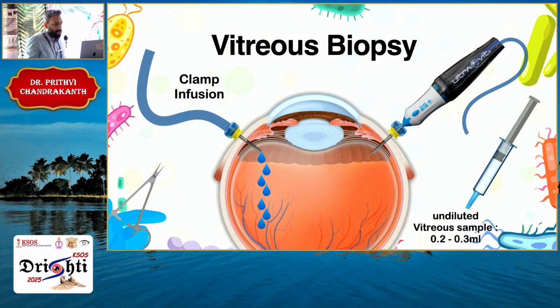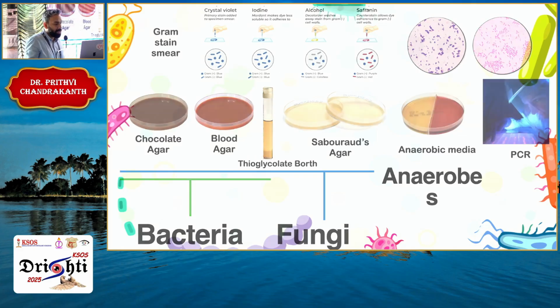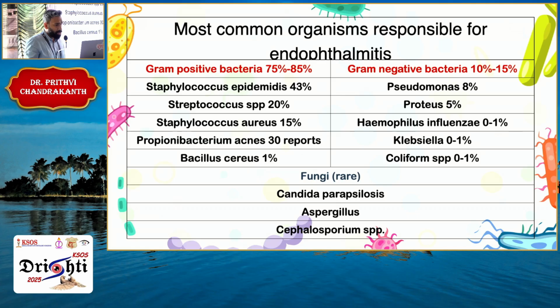So this is a step that needs to be done, and we can send it for smear, sensitivity and culture to get a better idea of what organism is causing the endophthalmitis, so that we can treat them better. These are the most common organisms responsible for endophthalmitis: gram positive is 75 to 85%, gram negative 10 to 15%. These are all the organisms, and in rare scenarios, fungal endophthalmitis with these species can be seen.